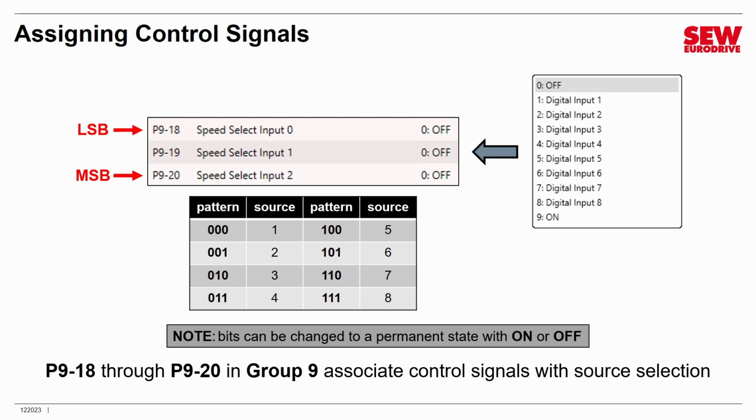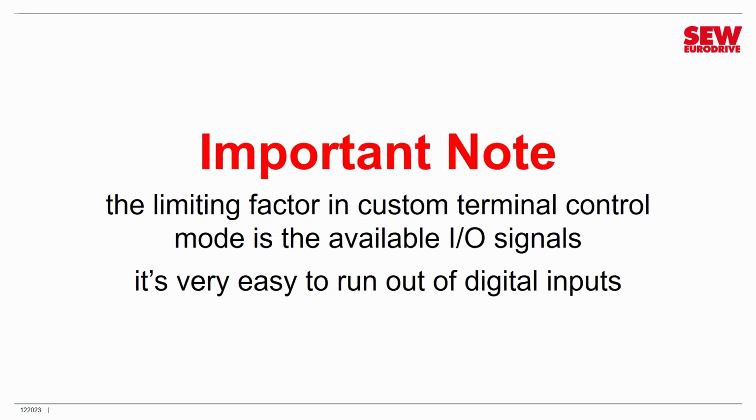When you're working with VFDs, you've got to be pretty comfortable with small binary numbers. Now, an important note here, and I think you've probably already guessed this, the limiting factor in custom terminal control mode is the available I/O signals. There are only 5 built into the VFD, or if you put the expansion card in, you can have 8. That's still not a whole lot. It's very easy to run out of digital inputs, and if you run out of them, then you won't be able to do certain functions. So it takes some creativity to work with digital control in this way.